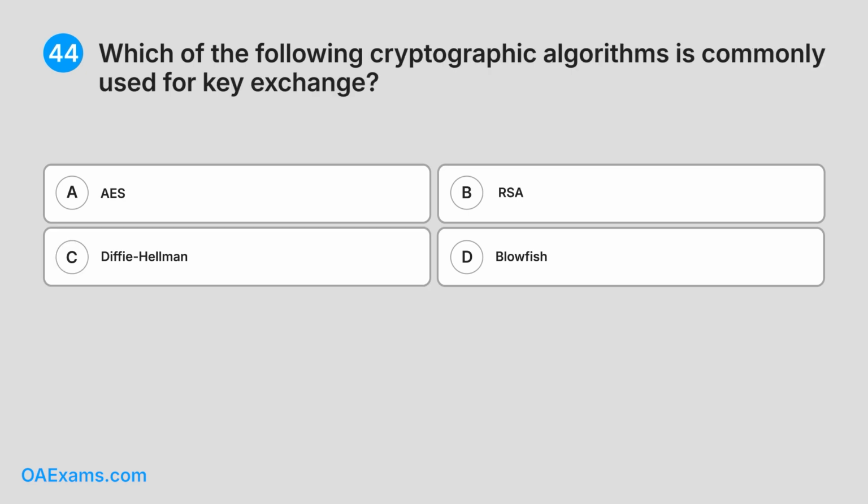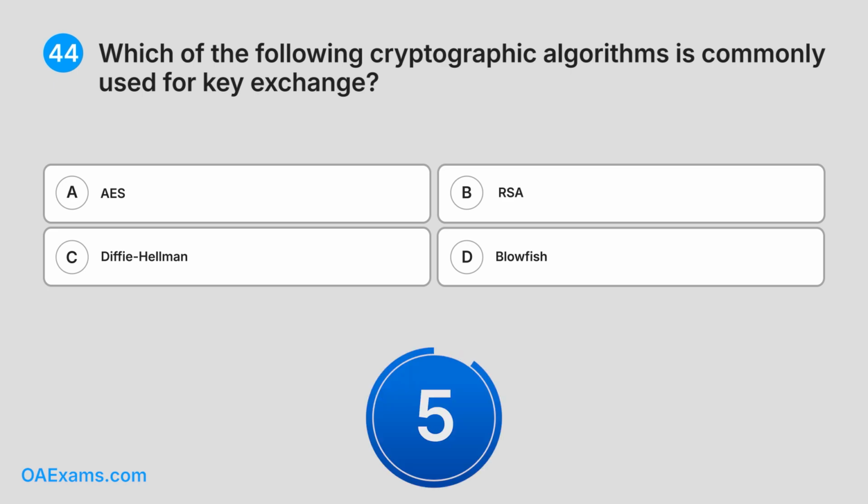44. Which of the following cryptographic algorithms is commonly used for key exchange? A. AES. B. RSA. C. Diffie-Hellman. D. Blowfish. Do you know the answer?